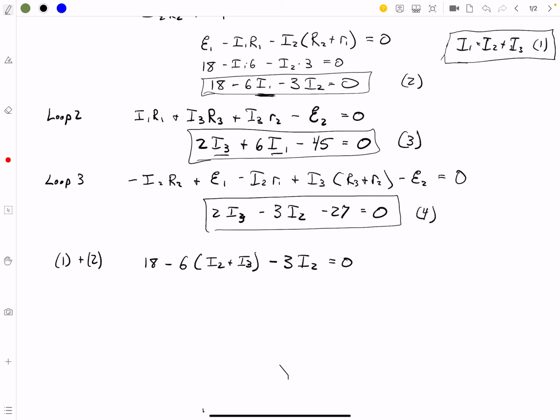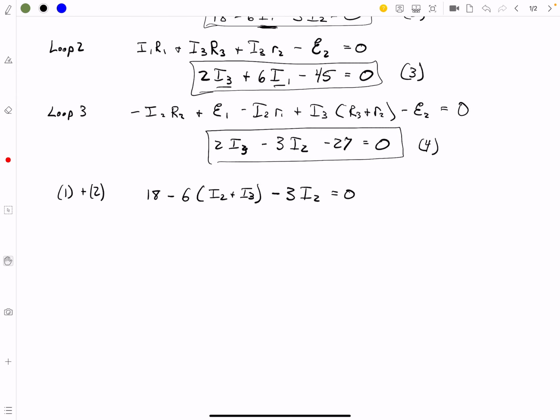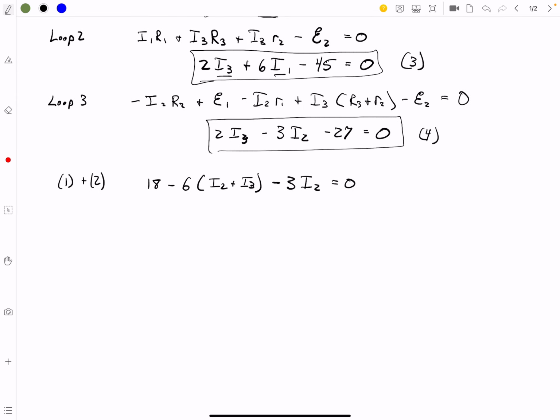And then to get another equation, sorry about that, from here, let's do a little algebra and solve. Let's solve this for I3, in terms of I2. So if we solve this for I3 in terms of I2, let's just do that.